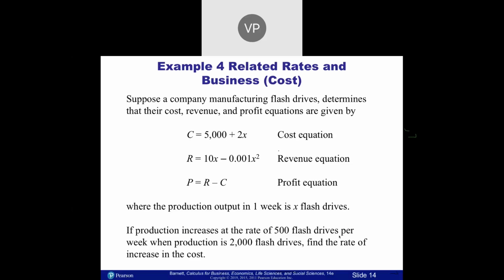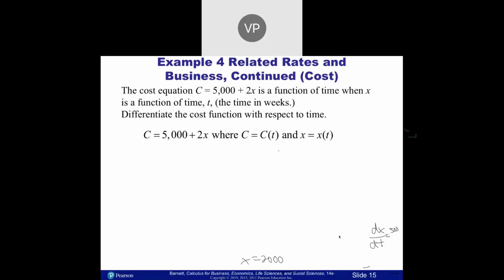So right there, you've got to think, what does it mean? Okay, flash drives is x. Well, they tell you right here, that means x is 2,000. This right here is a rate, which you think means dx dt. That's the 500. So you see the difference of the two. One is a rate and one is an exact amount. So that's where you get the two values.